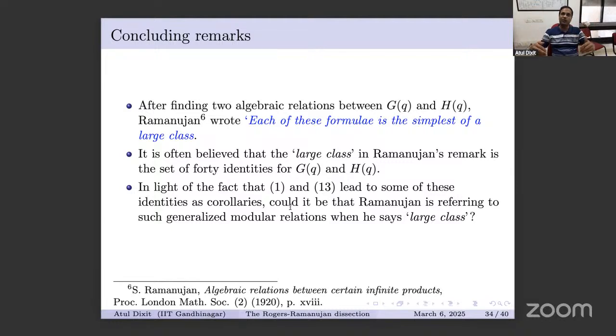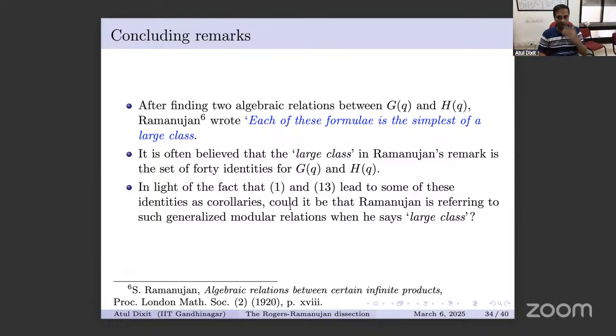I think there should be a search made for other 37 or even more identities of this kind for G and H, which may have generalizations in terms of A and B. For now, after Ramanujan, none of the people have found any such A and B generalizations. In this work, what we have done is the already known generalization in terms of A and B has been generalized with a parameter S to get the dissection.